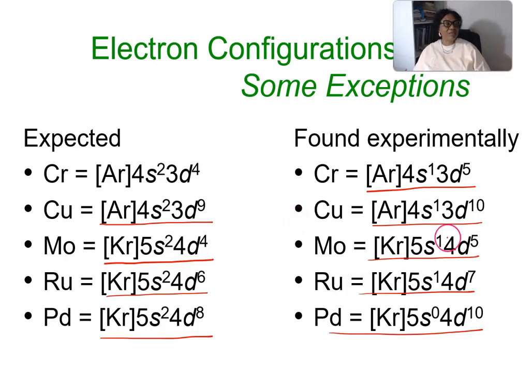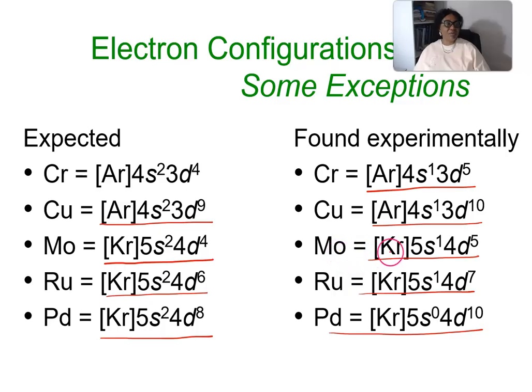Why? Because here there is even distribution of the electrons in the subshell. You see, there's a balance. This is half filled, this is half filled. It's more stable than this, so it prefers this. For copper, 3d is filled, so it gives it more stability than when s is filled. So that's why it takes this form.